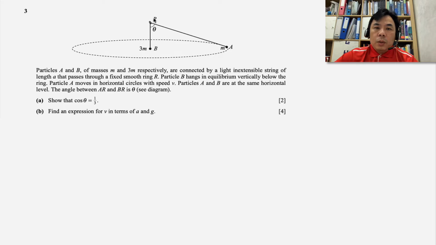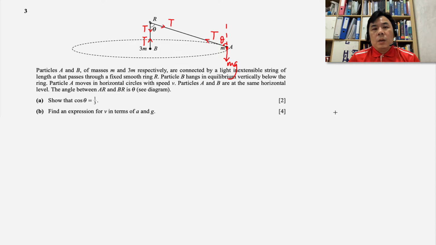Alright, for this type of question, the usual procedure is to label all the forces. We have tension acting on the string, and the same tension on this side. That is the tension. And then we do have the weight, don't forget. And then a bit of geometry here. We have the angle theta here.